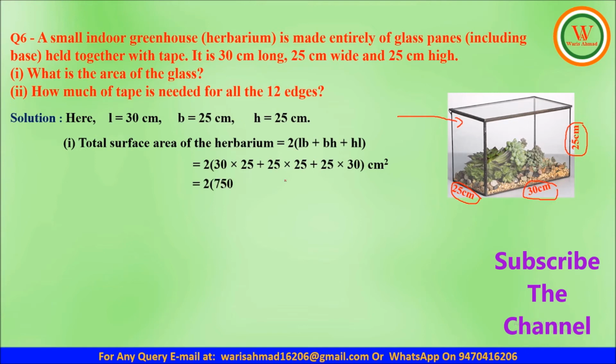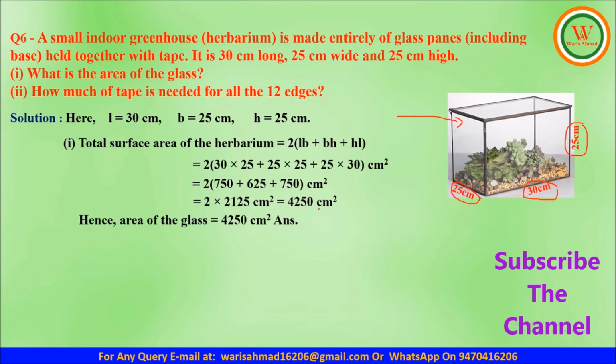When we will calculate this, then we will have 2 multiplied by 750 plus 625 plus 750, and finally we will have 4250 centimeter square. Hence, the area of glass needed to make this herbarium will be equals to 4250 centimeter square. So this is the answer of the very first question.